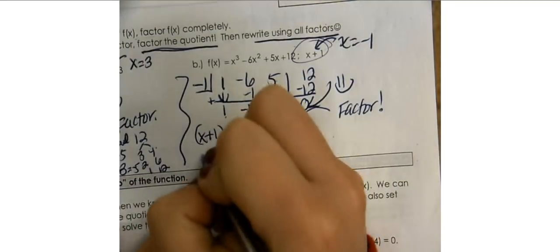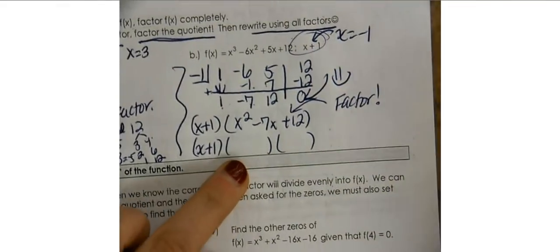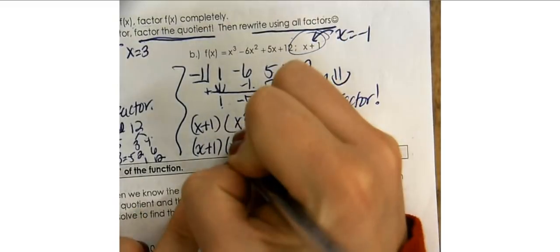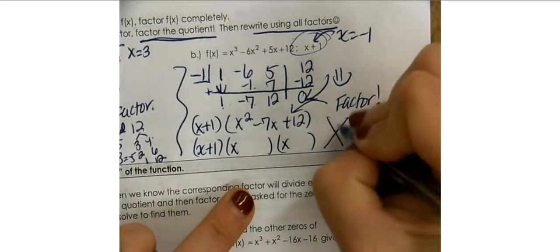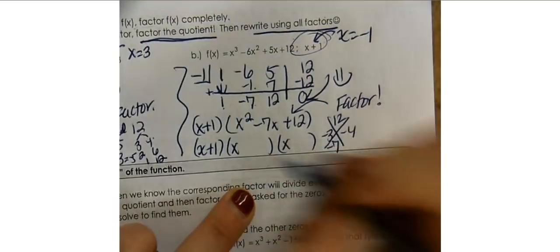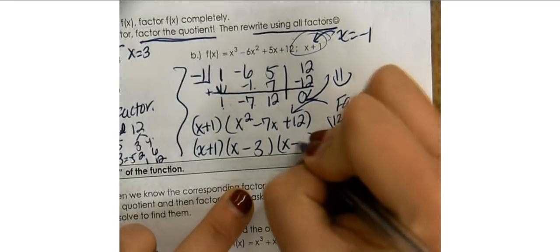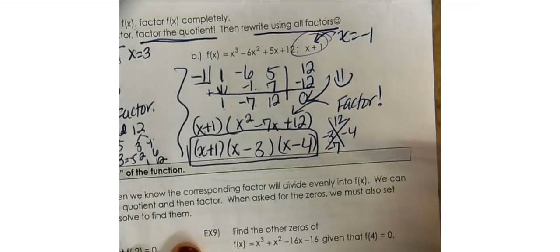So I still have an x plus 1, and now I'm going to break that down into 2 more parentheses. Splitting apart the x squared into an x and an x, I need to ask myself what two numbers multiply to equal 12 but together add to equal -7? And that is -3 and -4. So I'm going to write -3 and -4, and here's my factorization. There's nothing more for me to do.